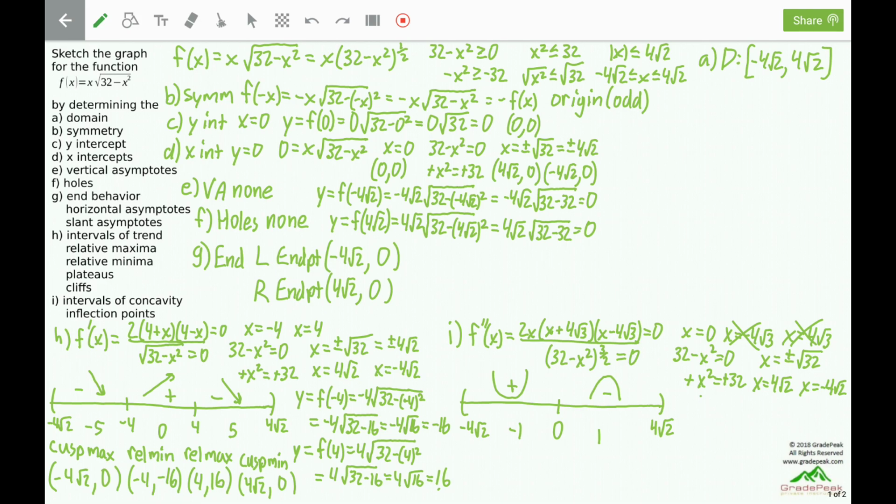Right at the candidate number of x equals 0, we have the concavity changing from concave up to concave down. So x equals 0 will be an inflection point. It has an x-coordinate of 0, and it has a corresponding y-coordinate that can be found by plugging the x-coordinate back into the original function.